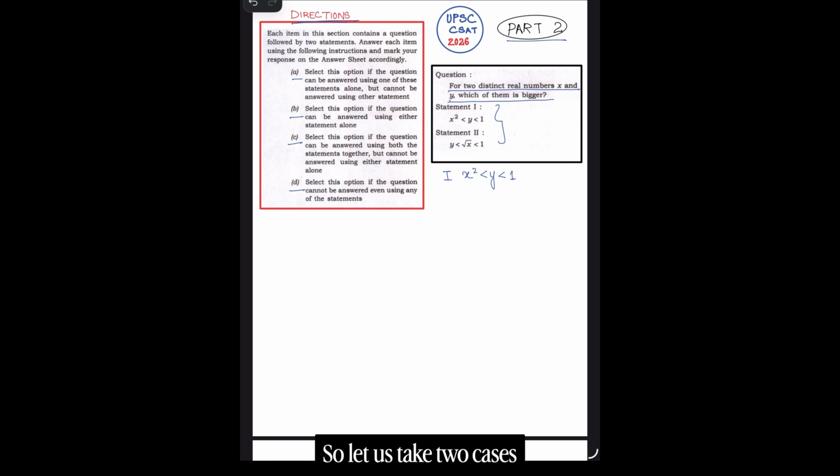So let us take 2 cases. Case 1, x is less than y. So let's take x equals 0.5 and y equals 0.6. So here the condition is satisfied since 0.25, which is x square, is less than 0.6, which is less than 1. So this condition is satisfied. Here x is less than y.